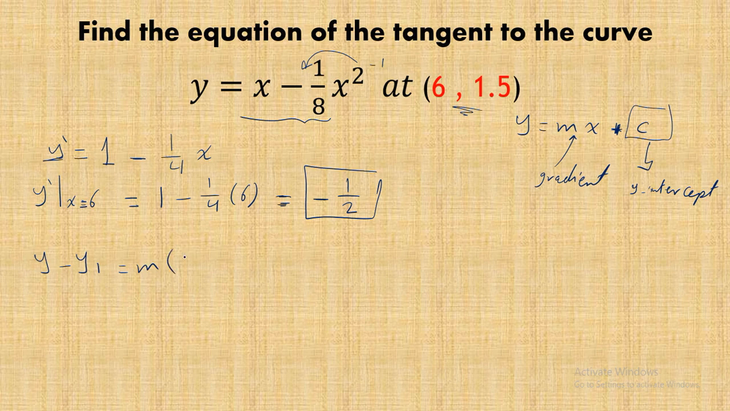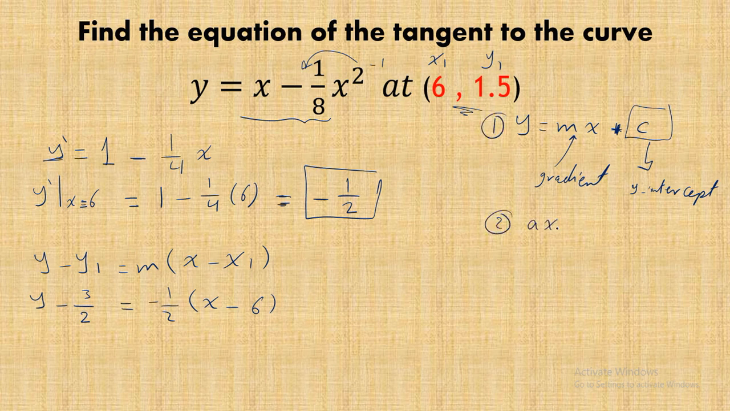Just put the values of x and y and the gradient in their places in this form: y minus y1 equals m times x minus x1. Here it's x1 and y1. It will be 3 over 2. We'll write 1.5 as 3 over 2, equals negative 1 over 2 multiplied by x minus 6. We'll simplify the expression and write it in either of the two forms of the line: the first form, y equals mx plus c, or the second form, ax plus by plus c equals 0. But first we have to simplify. Here it's y minus 3 over 2 equals, expand the bracket, negative 1 over 2x plus 3.